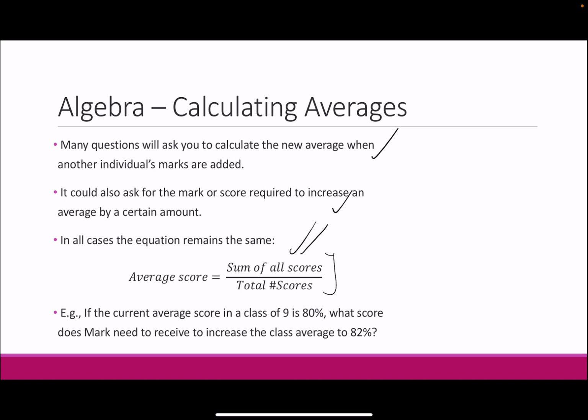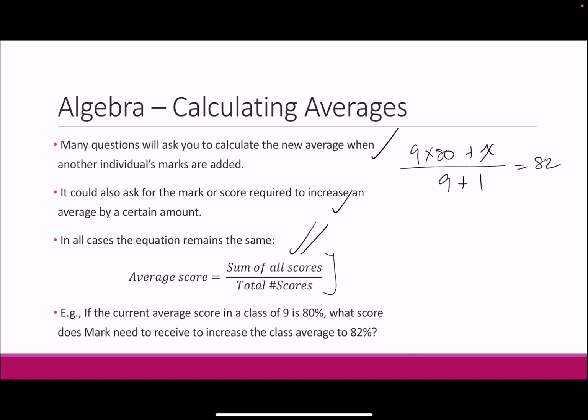If we take a look at an example question here, so that's our fraction line. Currently there's a class of 9, so the total number of scores is 9. There's 9 students, they all get 80%, so the class average is 80% for now. The thing is though that there's a new student called Mark who joins, and we don't know what his score is yet. We need to find that score, although we do know he's only one individual, so the total number of scores increases by 1. The goal we're looking for is 82%.